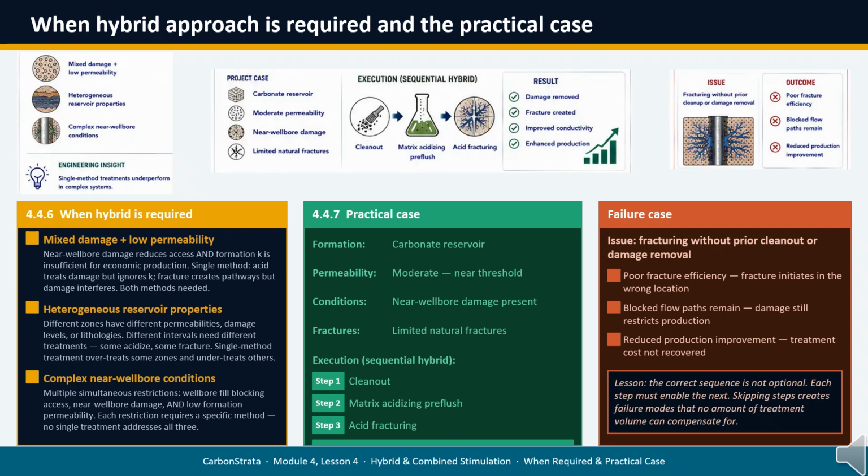Now connect both. Same reservoir. Same target. Only the sequence changes. One succeeds. One underperforms. So read this slide correctly. Hybrid is not required because the system is complex. It is required because each restriction blocks the next method, if it is not removed first.